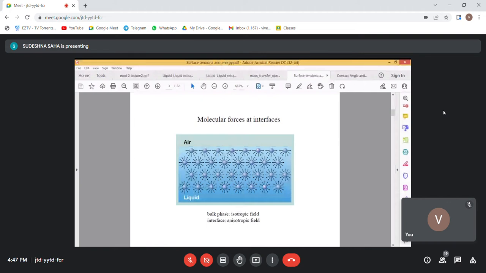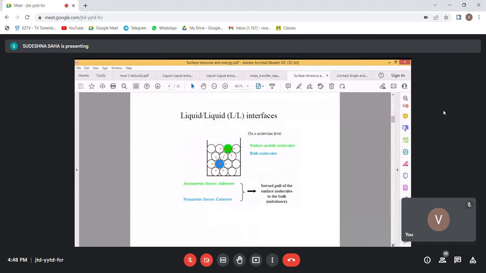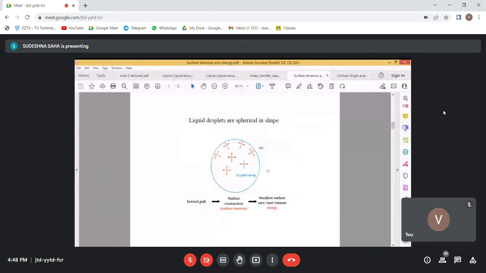Okay, and that is why it is known as an anisotropic field, an anisotropic field force acting on the surface molecules. For this reason you will see an inward pull of the surface molecules, and that's why, for the lowest area possible per unit volume, it contracts to a sphere. That is why whenever you see water, like rainfall or anything, it is always a water droplet.